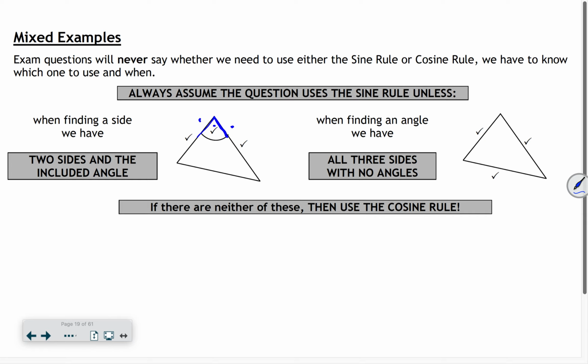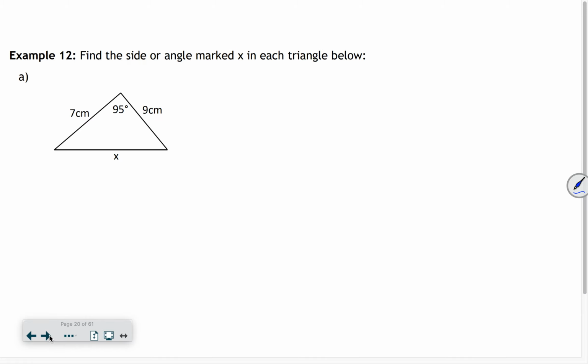These situations don't have that. So when you go to do a trig question, always assume the sine rule, unless it's one of these situations, then in that case you use the cosine rule. Okay? So let's look at example 12. Find the side or the angle marked in these.